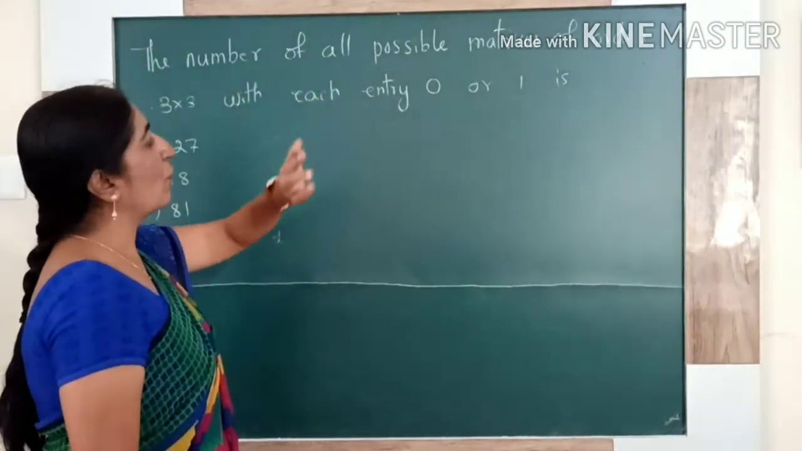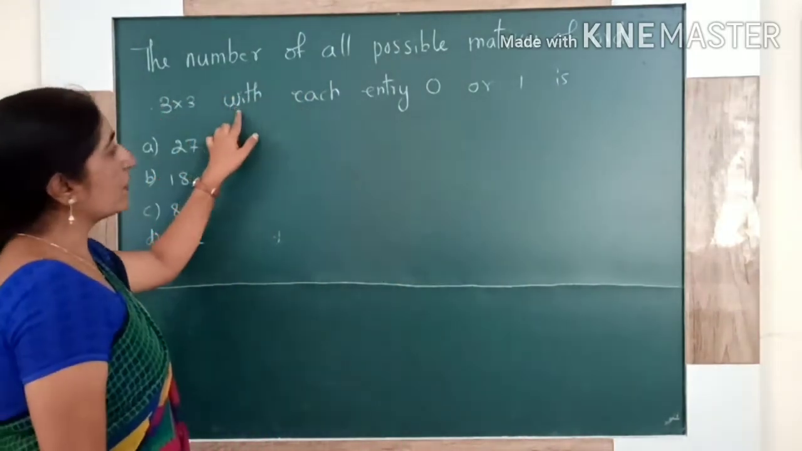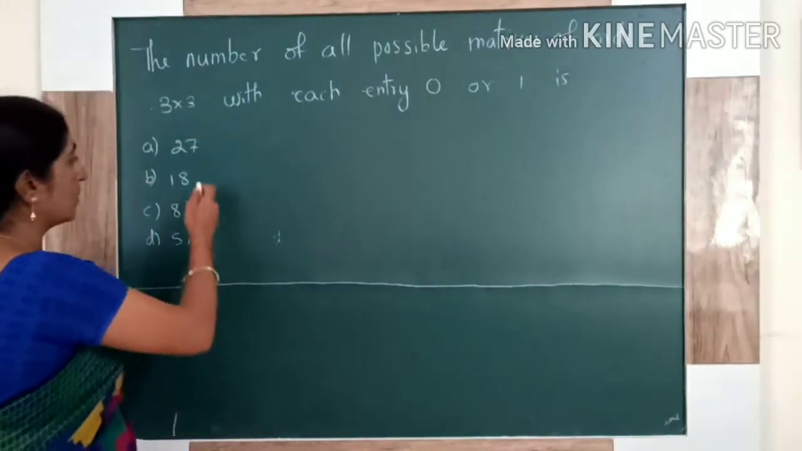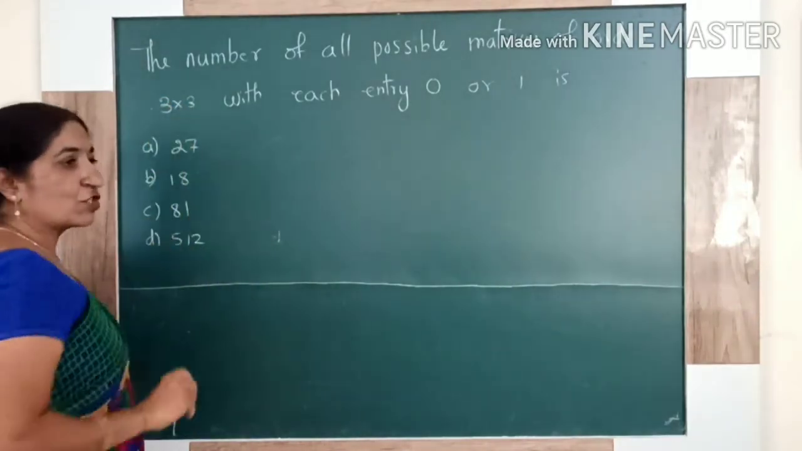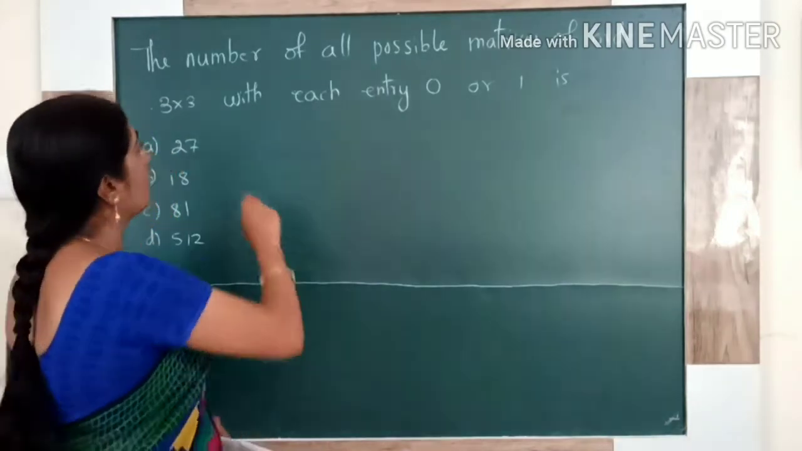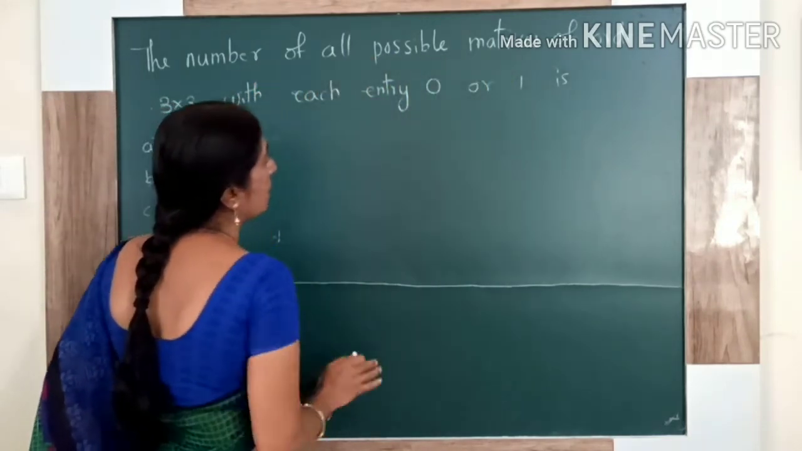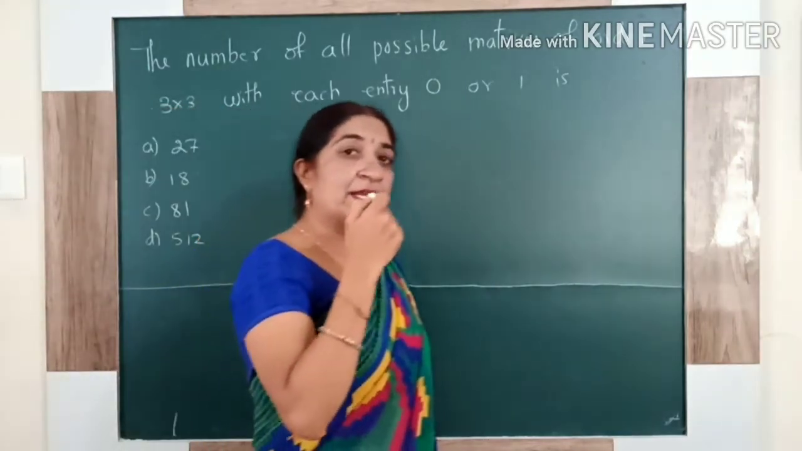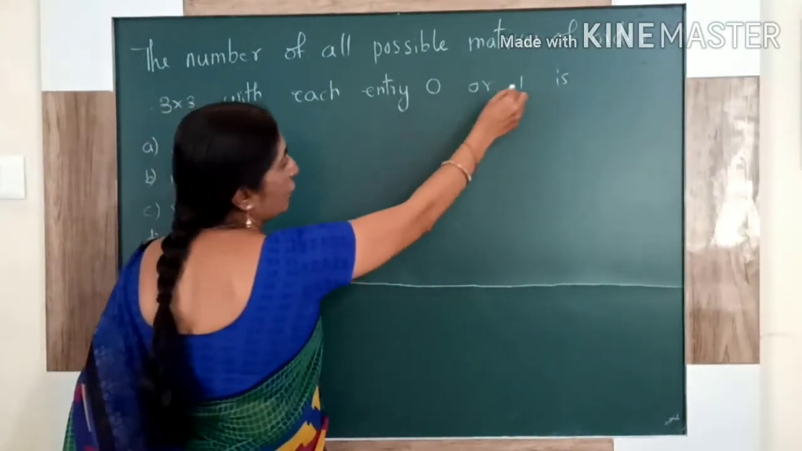The number of all possible matrices of order 3 by 3 with each entry 0 or 1 is: the four options given are 27, 18, 81, 512. Read the question slowly and try to understand what is given and what they are asking. The number of all possible matrices of order 3 by 3. That means you have to write how many matrices you can write of order 3 by 3, and the entry should be 0 or 1.